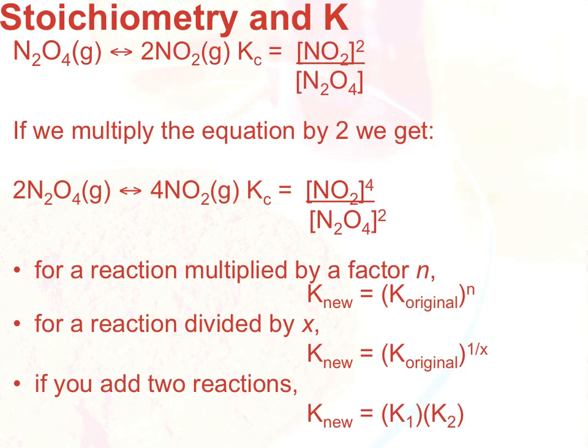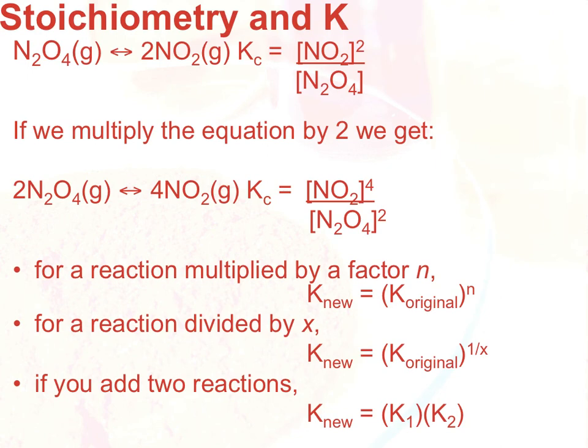Okay, if we divided a reaction through by some value, such as x, instead of raising our original equilibrium constant to some value of n or x, instead we raise it to 1 divided by x. So if I were to divide through by 2, it'd be K original to the 1/2 power, or K original to the 1/3 if I divided through by 3. So these are two nice little shortcuts, and we will look at them and have practice with them as we continue to go through homework and such.